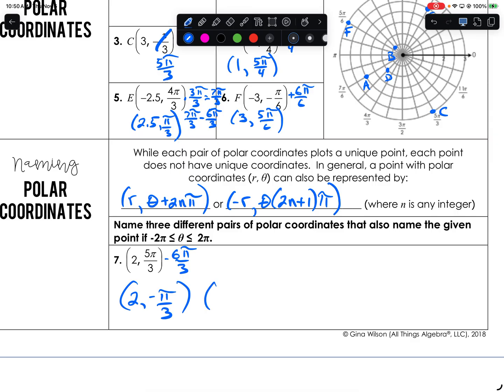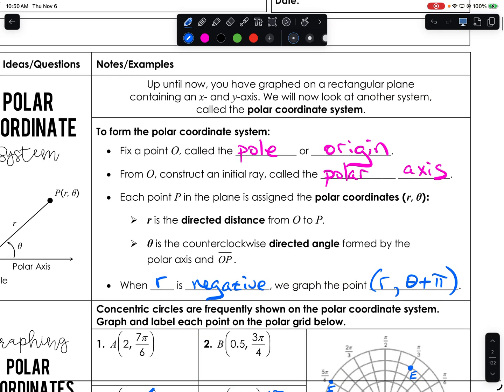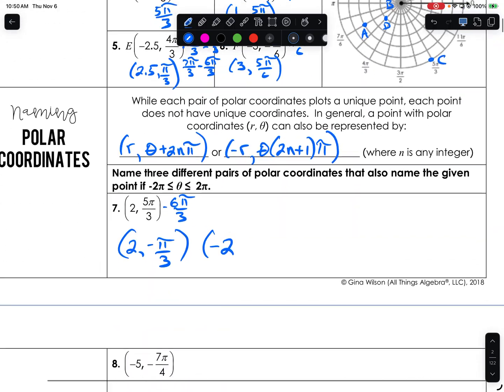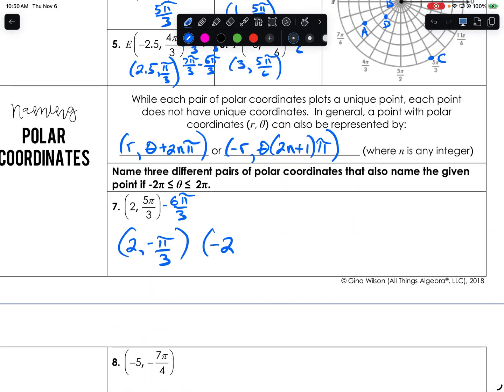So if I change my radius to negative, what do I have to do? Right? So right here, we're doing this part. So I'm adding or subtracting pi. So I'm going to add pi. And I'm going to add pi to, it doesn't really matter if you think about it. 1 second, then I'll take your question.